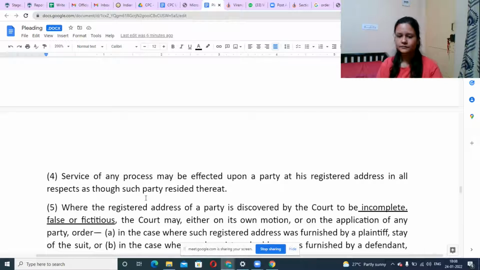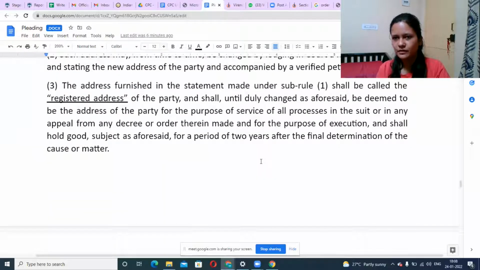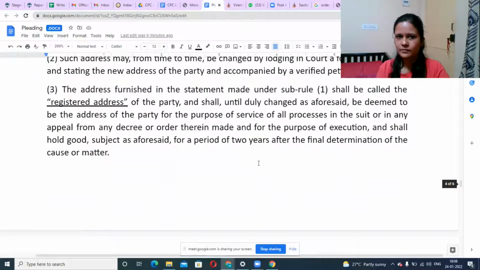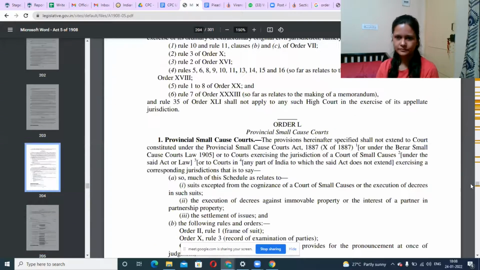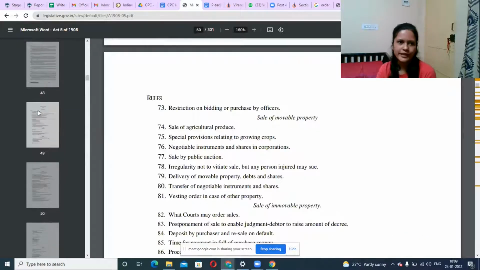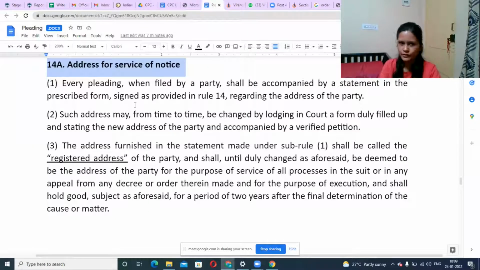But these are connected to Order 1 also, no, madam? No, this is about the pleading. In Order 1 also, the parties' address, everything is there. Yes, Order 1 and 2 are also connected to this. Same thing, Order 1 and 2 also talk of it. Regarding notice, it mentions that notices would be sent to this registered address only.